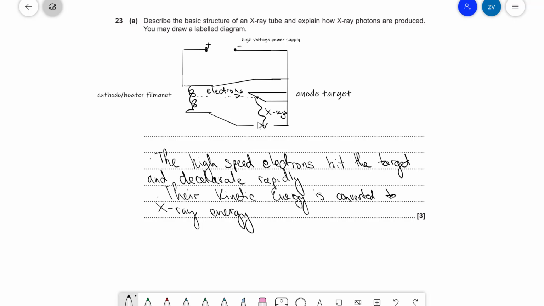In the exam, you could describe this in words or draw a basic diagram, but you need to make sure that all of those elements are included. Pay particular attention to the high voltage power supply, the cathode heater filament element, and the anode target. The X-rays are produced when the high-speed electrons hit the target and they decelerate rapidly. In other words, their kinetic energy is converted to X-ray energy. This is really important, so I'm even going to highlight that: the kinetic energy is converted to X-ray energy.